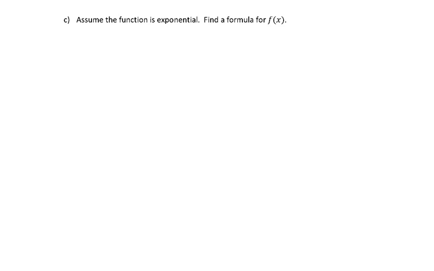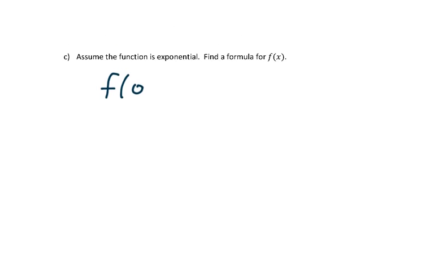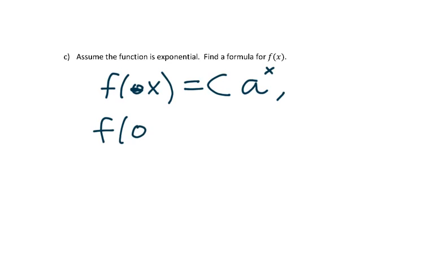Okay, so now what we're going to do is, assuming the function's exponential, so I'm telling you now that this function is in fact exponential, we're going to find a formula for it. Again, we know that our formula is of the form f of x must be c times a to the x. And remember, we saw from above that f of 0 has to be c.